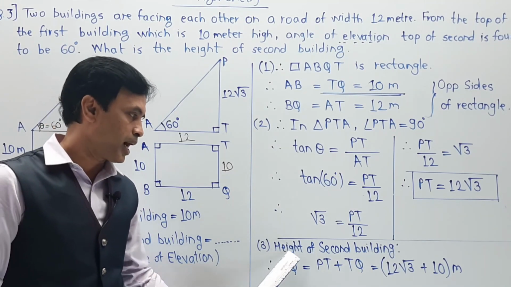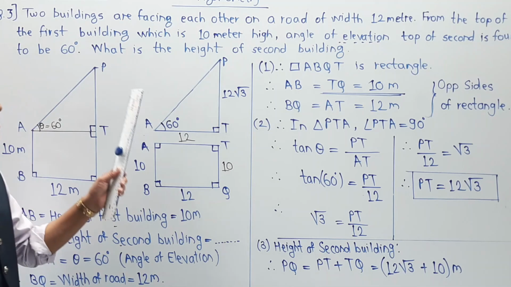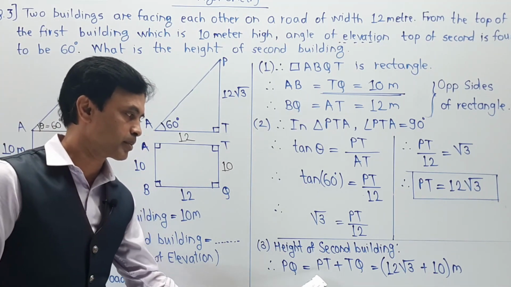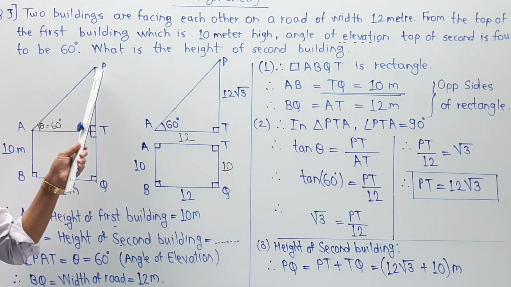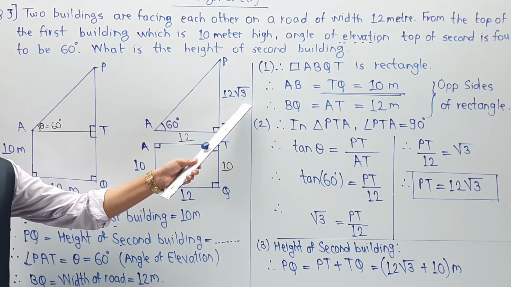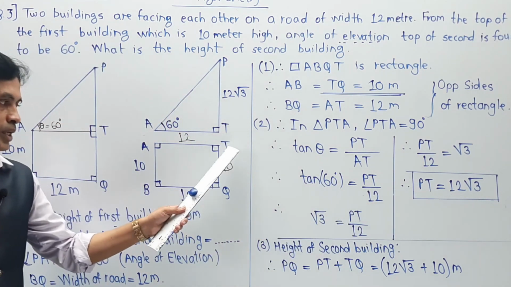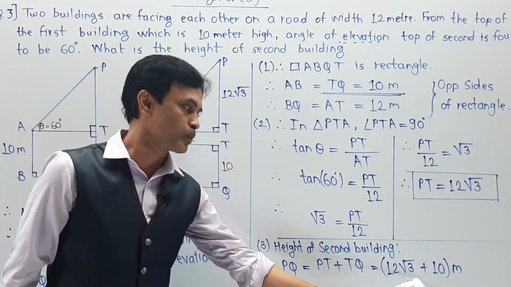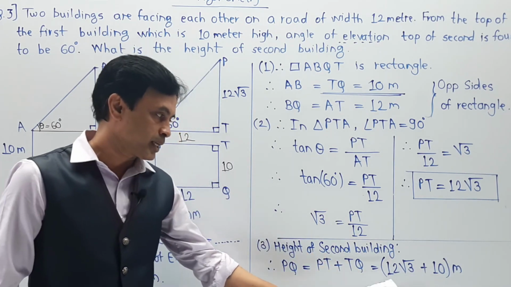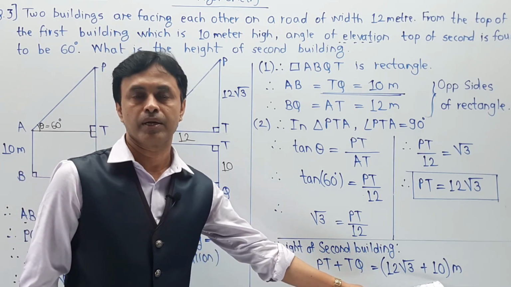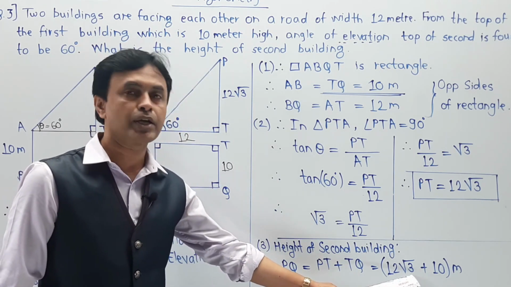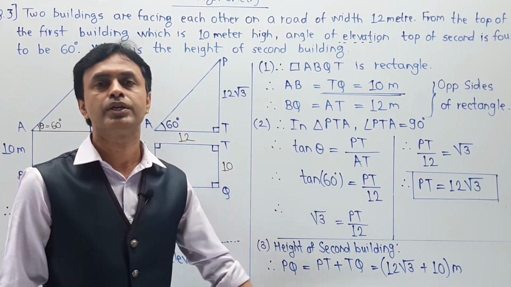Therefore by this method, the height of the second building means PQ. So here PQ is nothing but PT plus TQ. Now PT is 12 root 3, TQ is 10. So 12 root 3 plus 10, that becomes 12 root 3 plus 10 meter. It is a mixed expression and you cannot add them, and that is your final answer. If in a numerical they provide you a value of root 3, put the value and do the needful calculation.